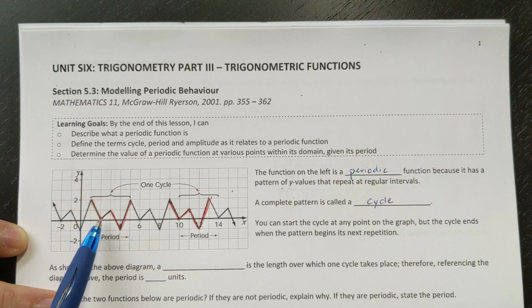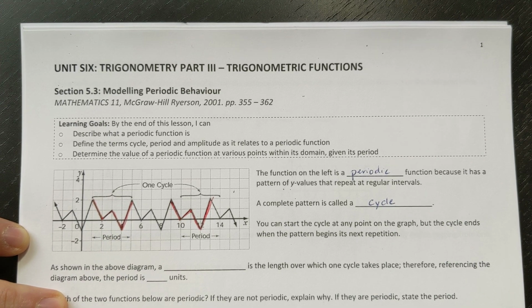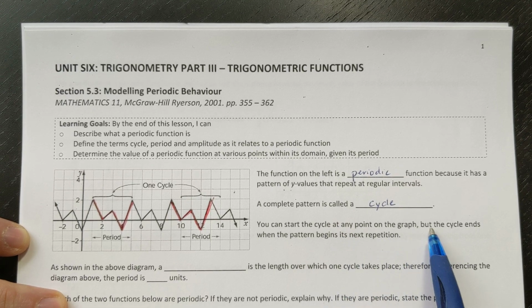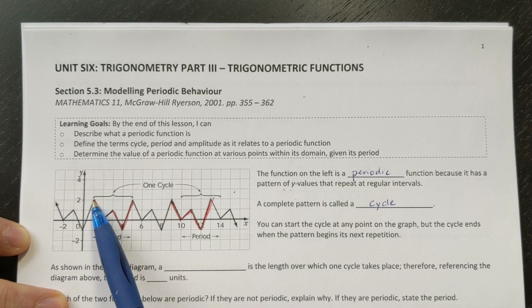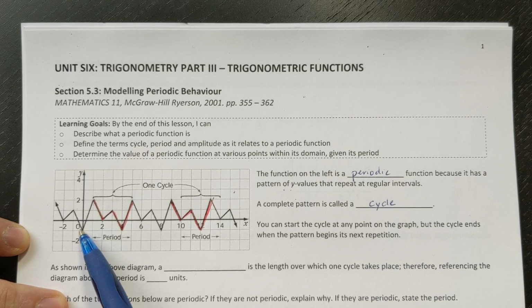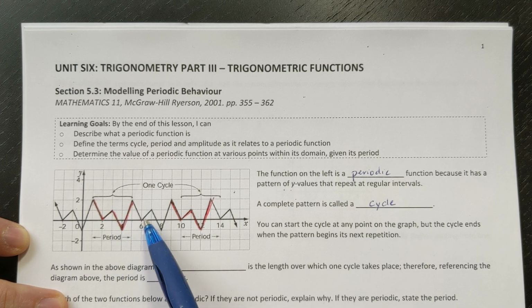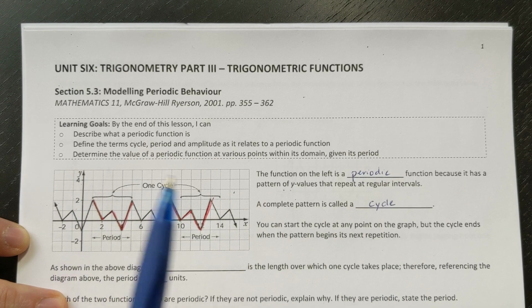So down, up, that is one cycle. You can start the cycle at any point on the graph, but the cycle ends when the pattern begins at its next repetition. So I chose to start it over here, right? However, I could have done a cycle starting from this low point here and gone up, down, and then again up, down, right? But I just chose to start it over there.